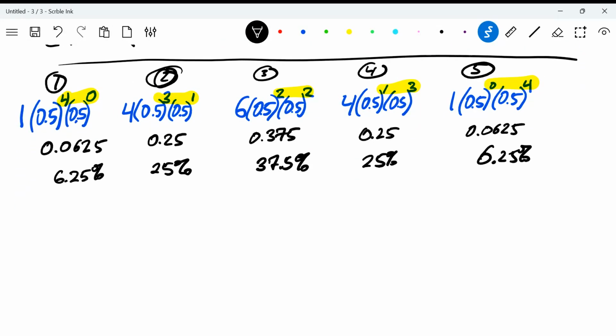What does this mean? This is the chance for the number of daughters. The exponent tells us it's 4 of them, 3 of them, 2 of them, 1 of them, none of them. So that means that's the percentage chance of getting 4 girls.